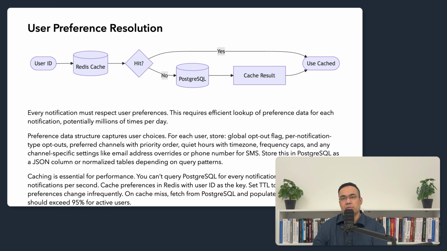You should be storing this in PostgreSQL as a JSON column or normalized relations depending on your query patterns. Caching is essential for performance. You simply cannot query PostgreSQL for every notification at 100,000 notifications per second.